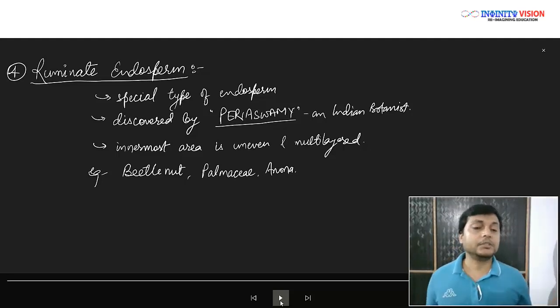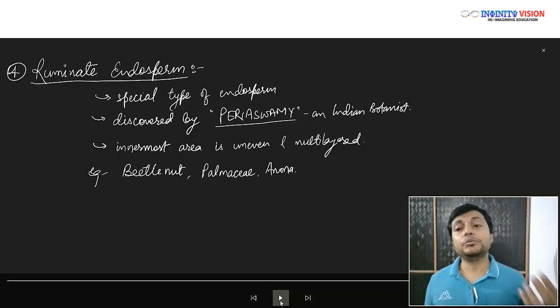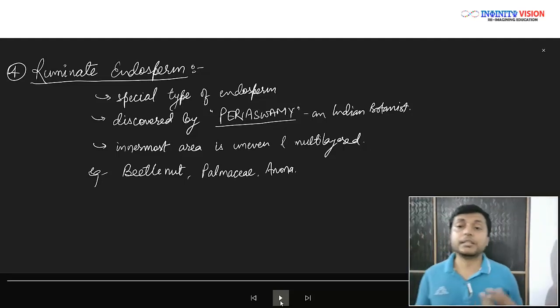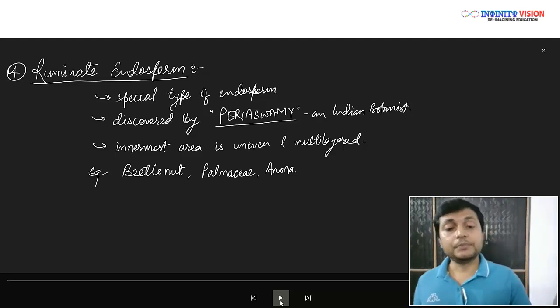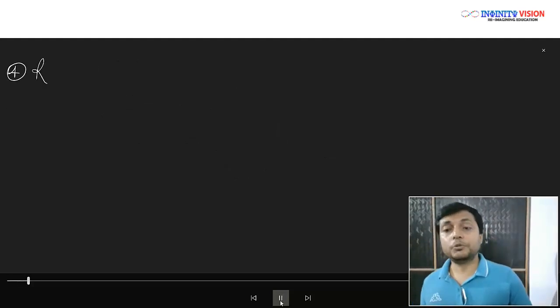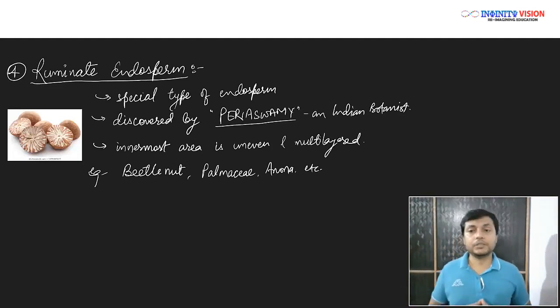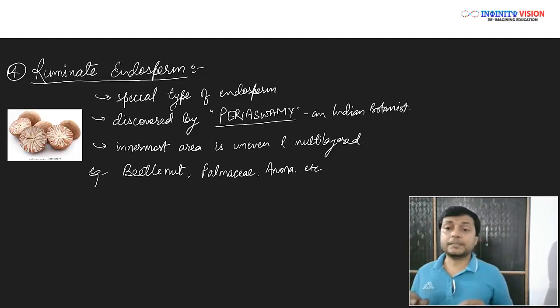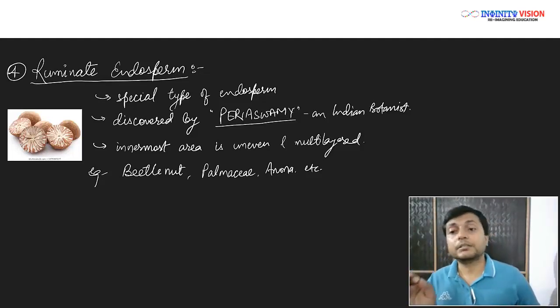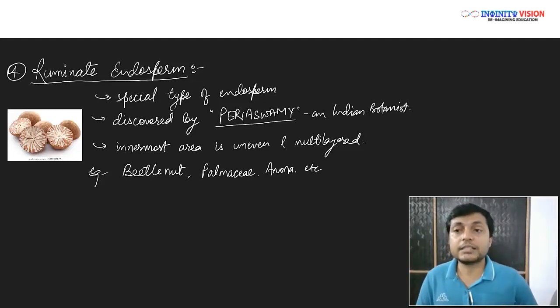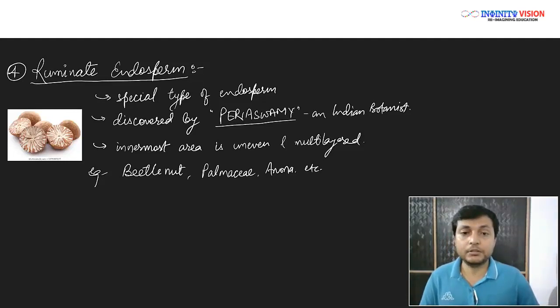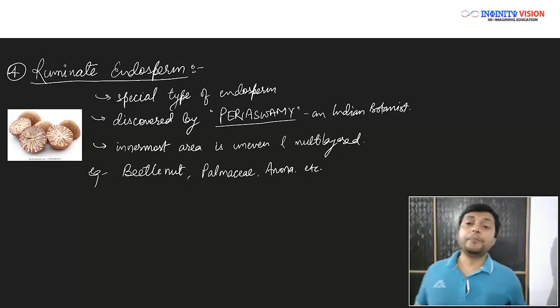So date palm, fan palm, all the seeds of palms, what kind of endosperm will they have? Ruminate type, or in Annona, etcetera. In all of these, the endosperm is of the ruminate type. Just to understand, look at this picture. Can you see the white part? The white part is endosperm, and this is uneven and multi-layered. This is ruminate endosperm. So this is all about endosperms.